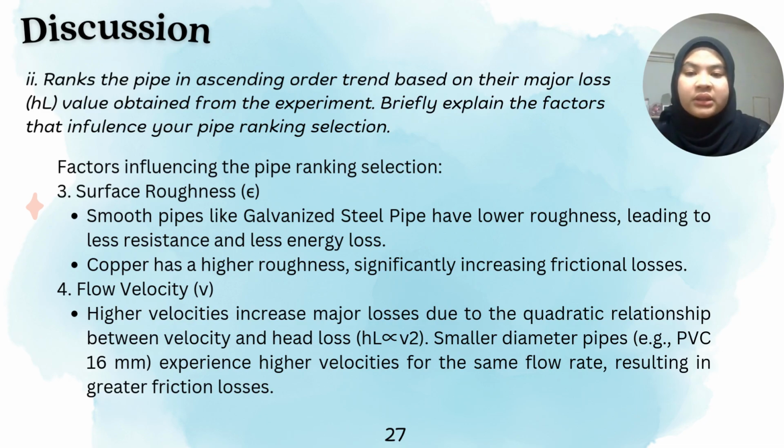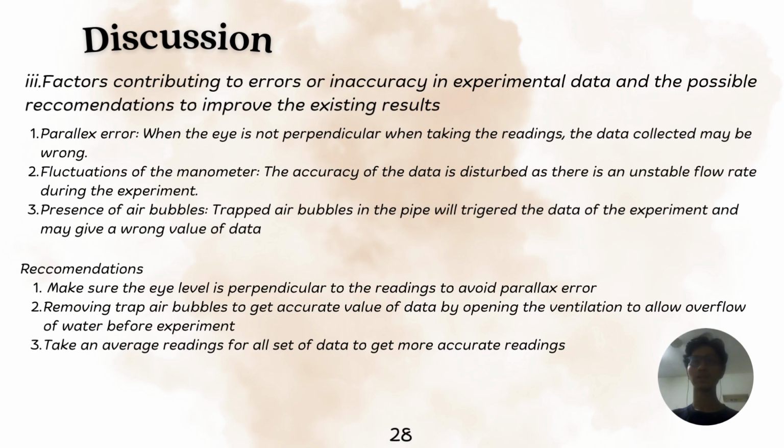The last factor is flow velocity. Higher velocity increases major losses due to the quadratic relationship between velocity and head loss. Smaller diameter pipes such as the PVC 60mm experience higher velocity for the same flow rate, resulting in greater friction losses. Next are the factors contributing to errors and the possible recommendations.